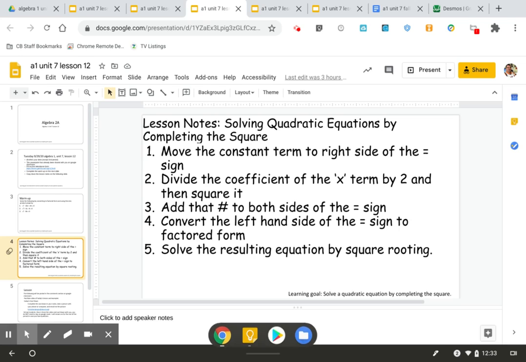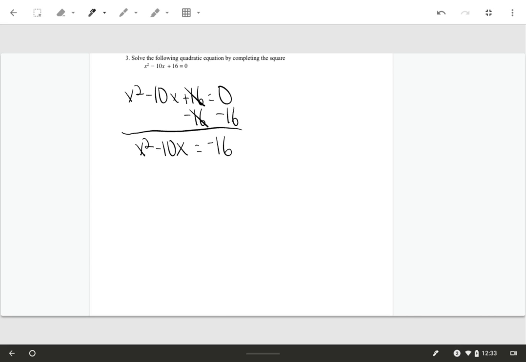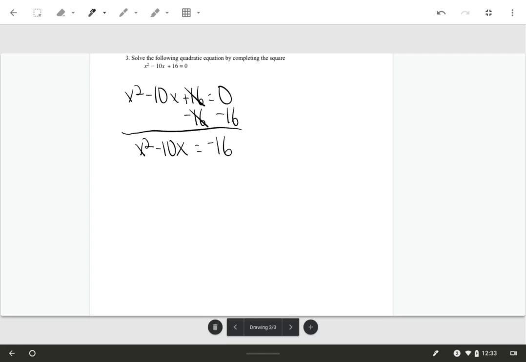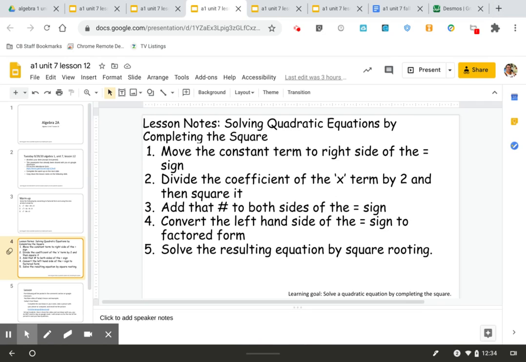Okay, so our first step is to move the constant term to the right-hand side of the equal sign. So I'm going to subtract 16 from both sides. So that will give me x squared minus 10x equals 0 minus 16. Step 2, divide the coefficient of the x term by 2 and then square it. So the coefficient of the x term in this case is negative 10. So divide that coefficient by 2. So negative 10 divided by 2 is negative 5, and then square it. Negative 5 squared is 25. Okay. Step 3, add that number to both sides of the equal sign.